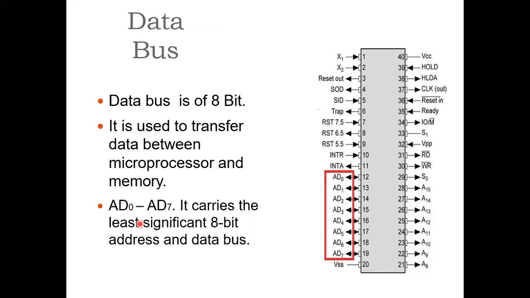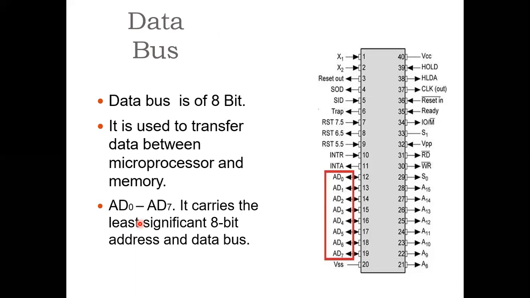Then the data bus. The data bus is an 8-bit bus used to transfer data between the microprocessor and memory. If we want to read data, we send the address location from the microprocessor to memory, then read the data from memory. If we want to write data from the microprocessor to memory, we send the data to memory. So we communicate in both directions, and the data bus is bidirectional.